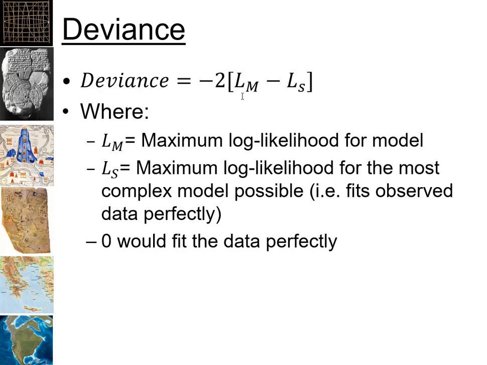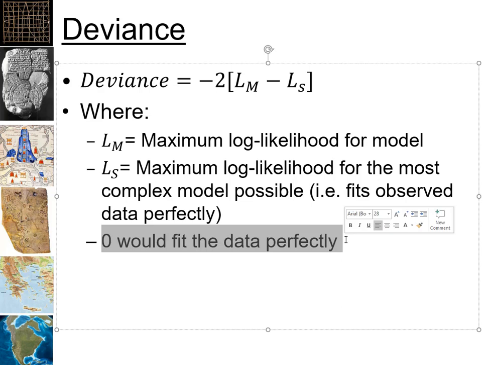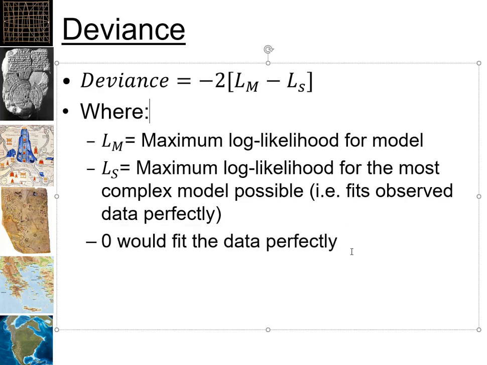Since these are both negative numbers, this number will always be larger, so what's in the brackets will be negative. So again, they do the -2 thing, it becomes positive, but bottom line is 0 fits the data perfectly. So if you have a deviance of 0, your model has fit the data perfectly. That doesn't mean it's a good model. It could still be overfit. And we'll see deviance this week, which is why we're hitting that.